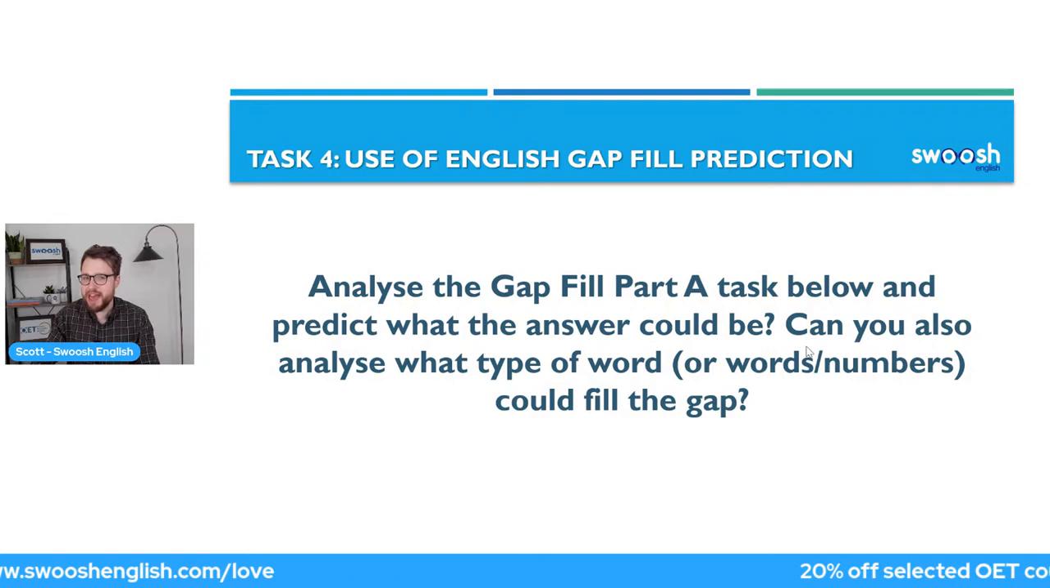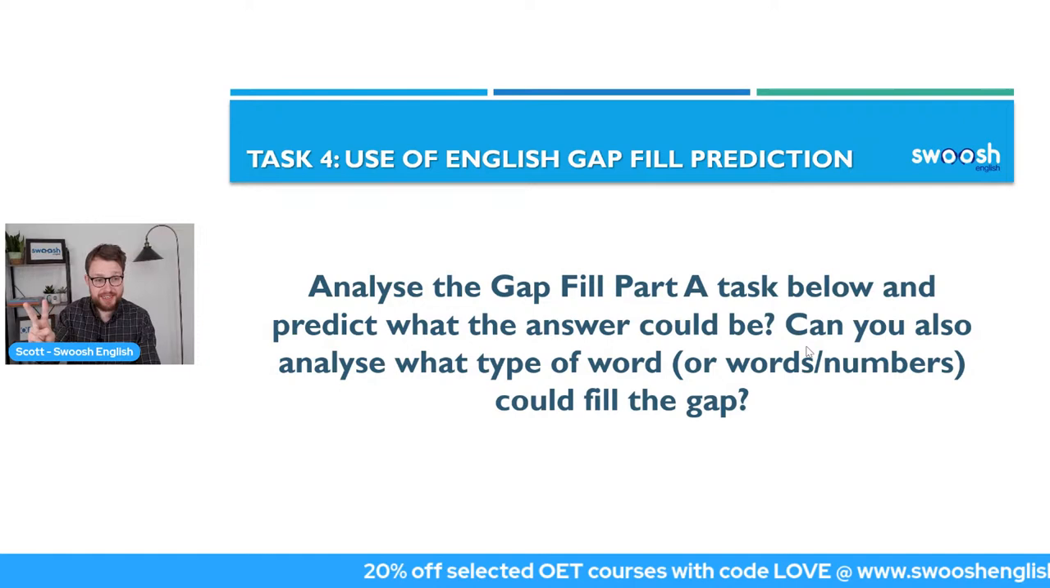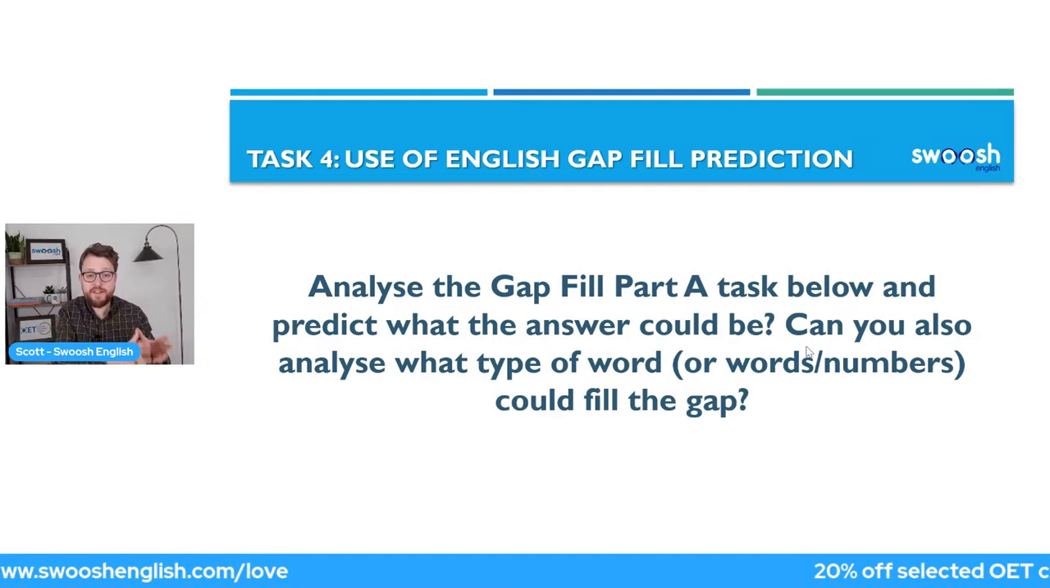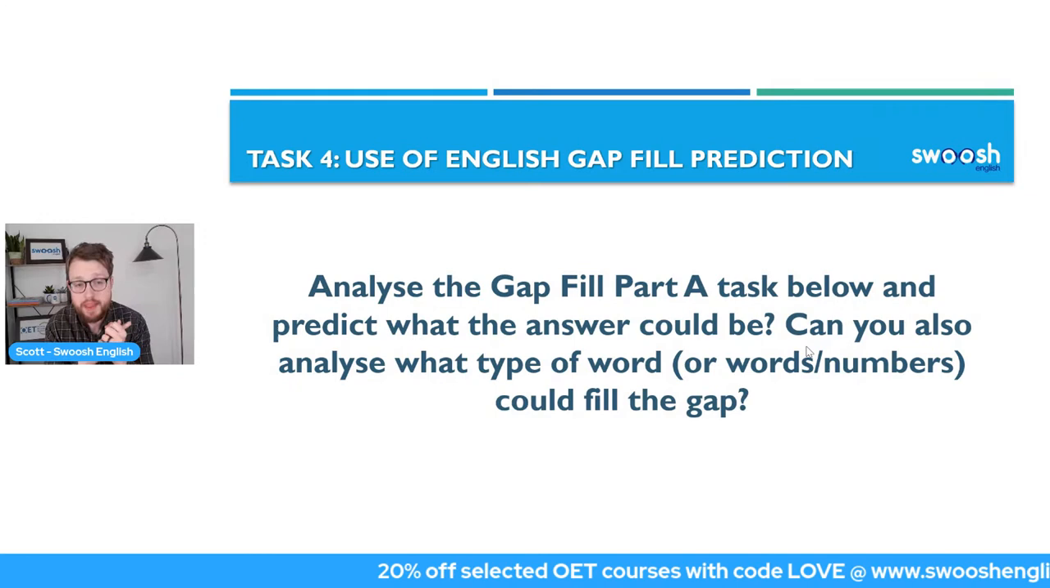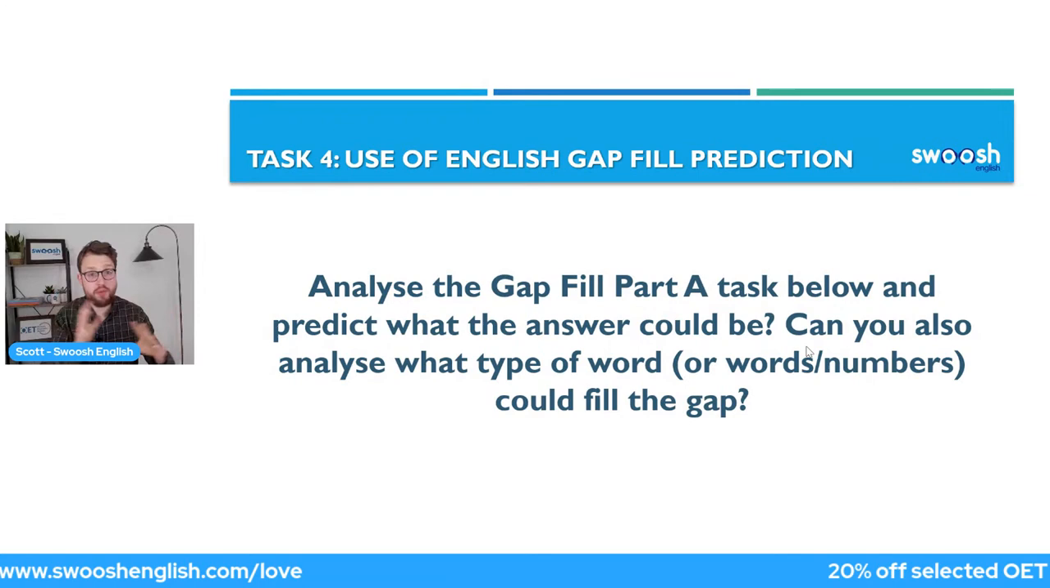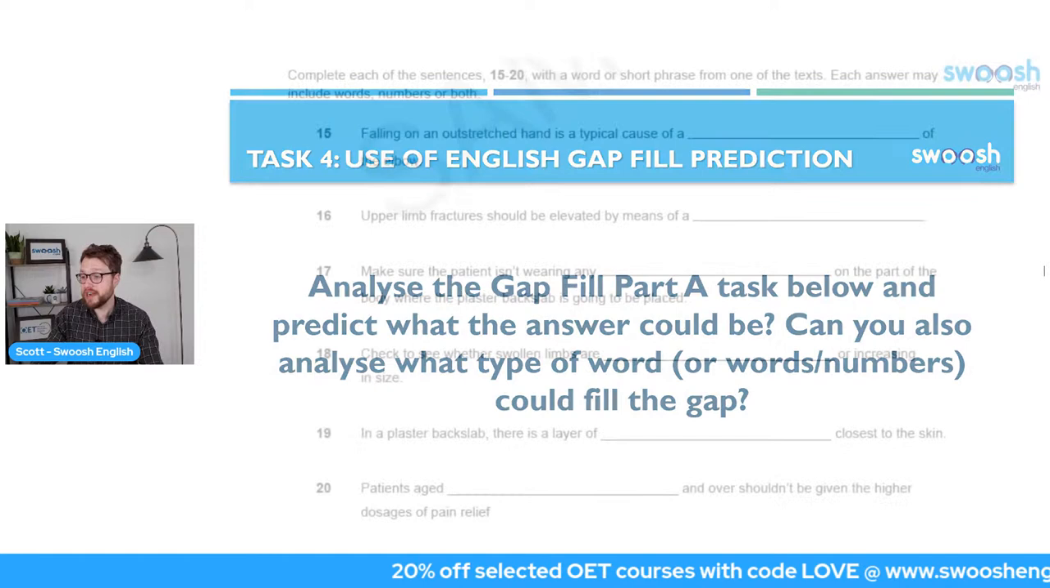So let's now move on, guys, to the second activity, which is going to go on. We've done the text matching. We're now going to have a look at the use of English gap fill prediction. We're going to analyze a gap fill Part A task below, which is one of the three different types of activities you have to do. And we're going to predict what we think the answer might be. We're going to analyze what type of word or words and numbers could actually fill the gap, which will hopefully make us more accurate in choosing our correct answers, guys.